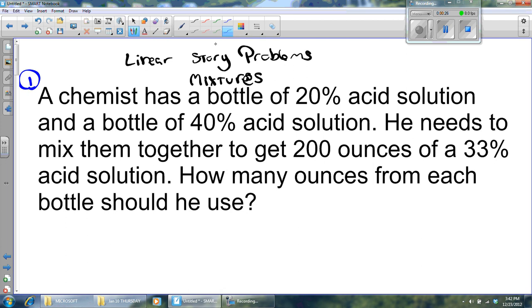A chemist has a bottle of 20% acid solution and a bottle of 40% acid solution. He needs to mix them together to get 200 ounces of a 33% solution. So you see, he's going to take a little bit from the first bottle and a little bit from the second bottle. He's going to mix them together. He knows that if he pours some of the 20 into the 40, it will get weaker, right?